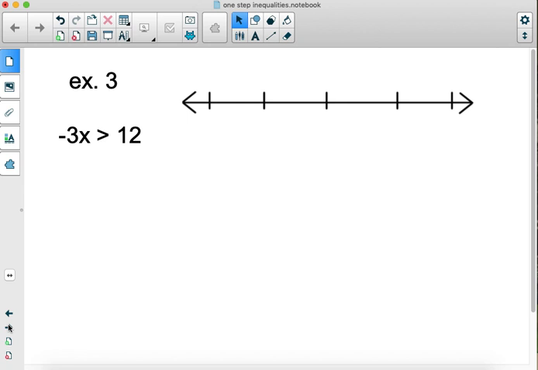Negative 3x is greater than 12. That's right. And what type of math is going on between negative 3 and x? Landon, what do you think? What math is going on between here? Multiply. Even though you don't see it, it means multiply. So it's negative 3 times x has got to be greater than 12. Ready? First step. Let's go with Kathleen. Kathleen, what am I going to do with this?